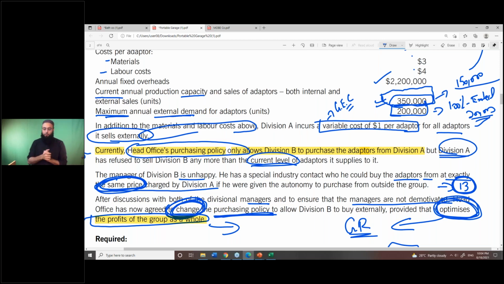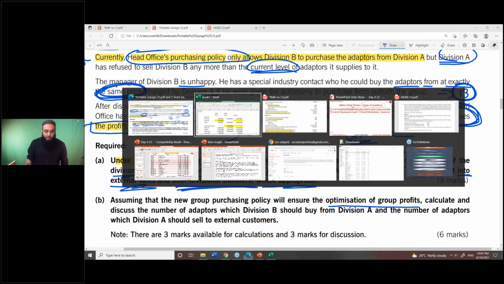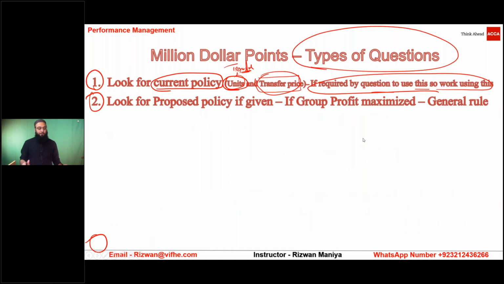Then you have to use general rule. Whatever question you pick up, I challenge you, this is the same thing. So when the question says the policy is to optimize the group profits, and there is no clarity how it's going to be done, there's nothing written how you have to maximize the group profits. Is there anything mentioned here? No, nothing mentioned. They've just used the word optimization of group profits, and there is no method to do it. So you have to use what? General rule.